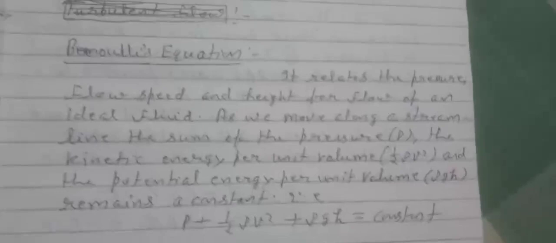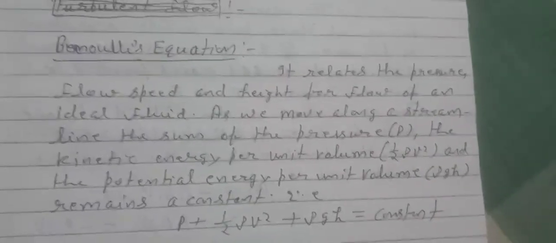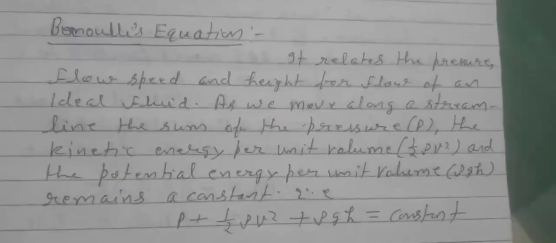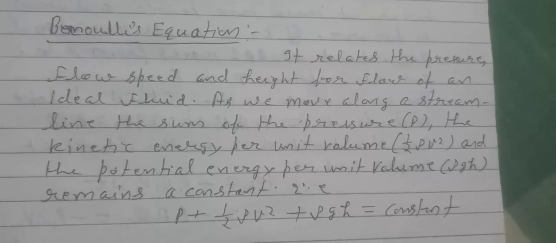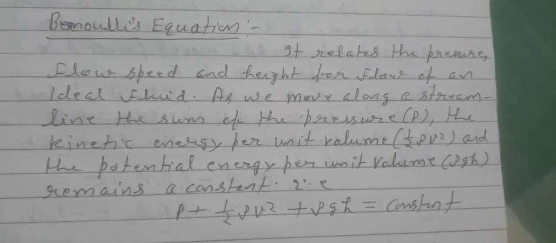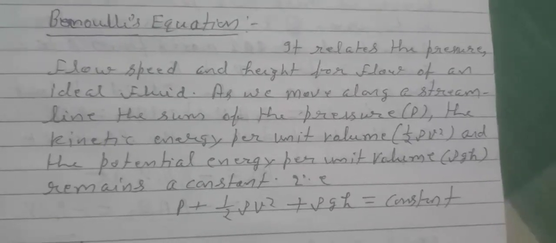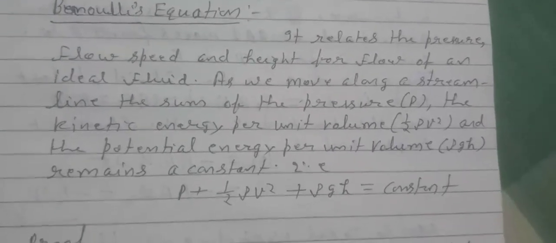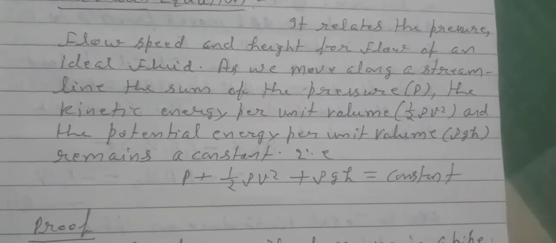Our next topic is Bernoulli's equation. First, we see the statement of Bernoulli's equation. It relates the pressure, flow speed, and height for flow of an ideal fluid. As we move along a streamline, the sum of the pressure P, the kinetic energy per unit volume 1/2 rho V squared, and the potential energy per unit volume rho g h remains constant, that is, P plus 1/2 rho V squared plus rho g h equals a constant.